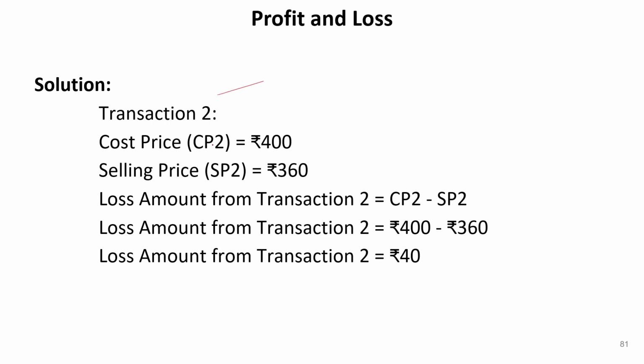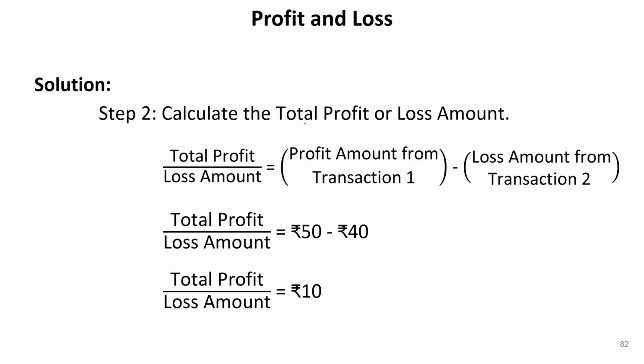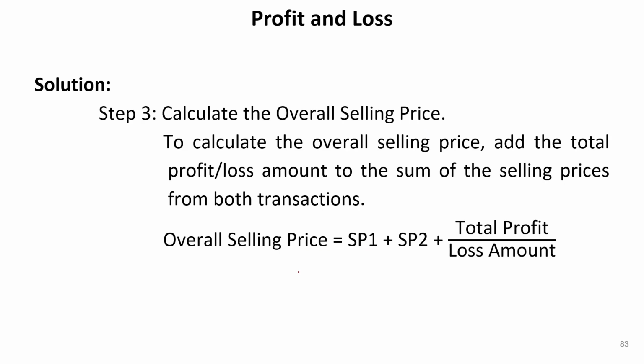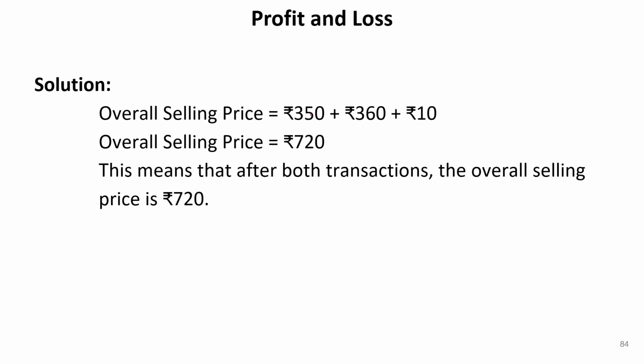For transaction 2, CP2 is equal to 400, SP2, that is the selling price the second time, is equal to 360. So the loss amount from transaction 2 will be 40 rupees, that is 400 minus 360. So the total profit or loss amount is equal to 50 minus 40, which is equal to 10, right? So the overall selling price is SP1 plus SP2 plus total profit or loss amount, equal to 350 plus 360 plus 10, that is equal to 720 rupees. This means that after both transactions, the overall selling price is 720 rupees.